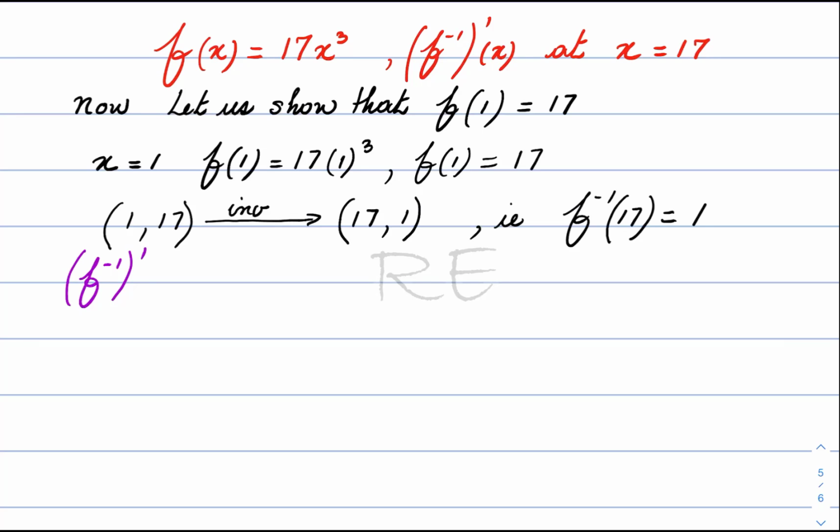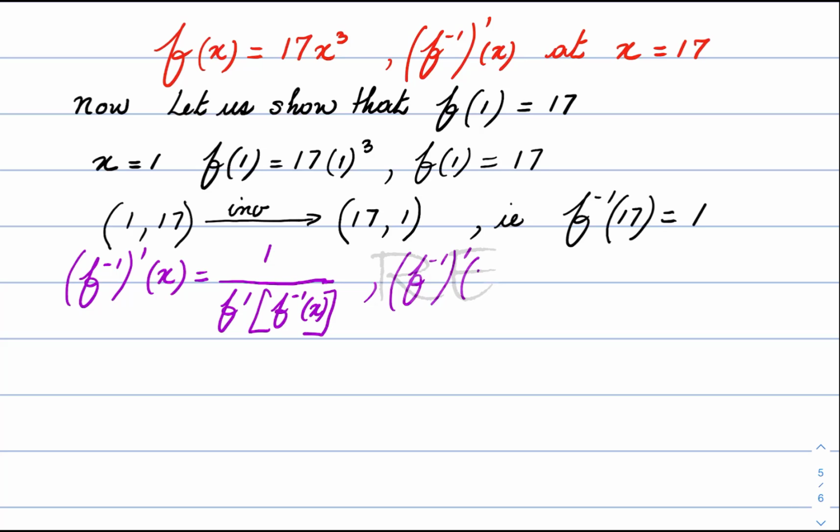Now, in general, the derivative of the inverse of f of x is equal to 1 over f prime of the inverse of f of x, which means the derivative of the inverse at 17 is equal to 1 over the derivative of f at the inverse of f of 17, which is 1.